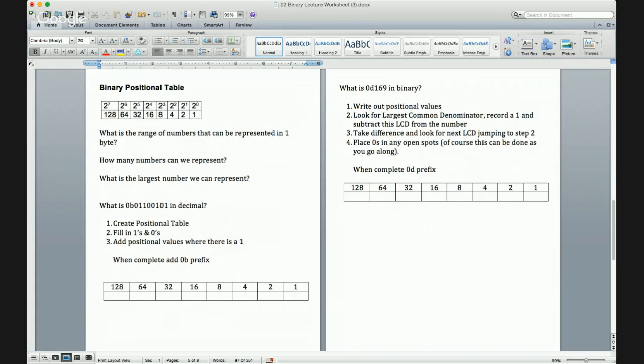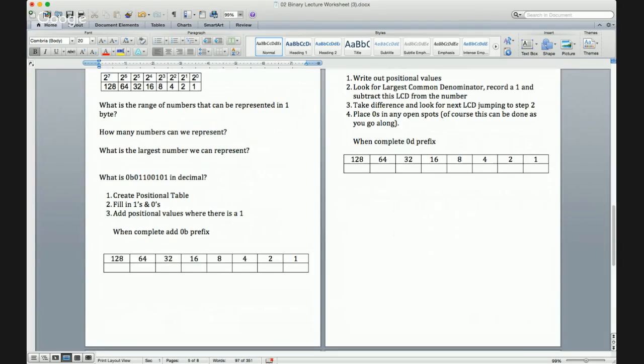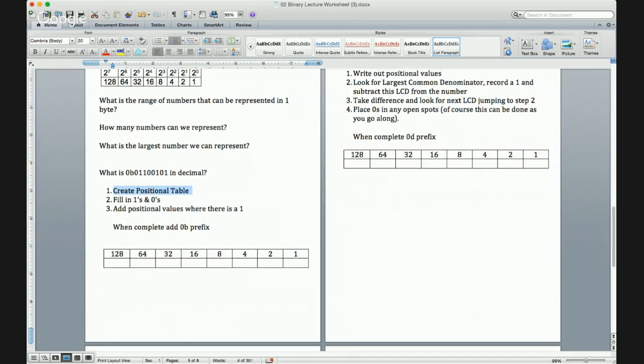So, how do we convert between decimal to binary and binary to decimal? Until you're comfortable with this, and if you become a network engineer or system administrator, this will become second nature to you, and you probably need to do this. It'll just jump out at you. First thing in the algorithm, create a positional table and fill in with 1s and 0s. And let me go back. I kind of skipped over something.